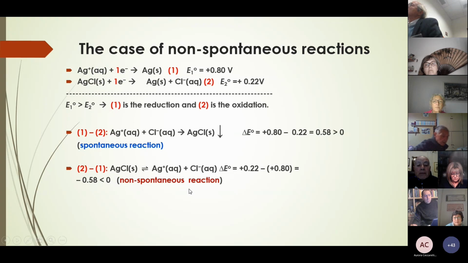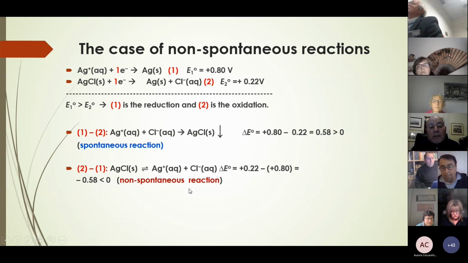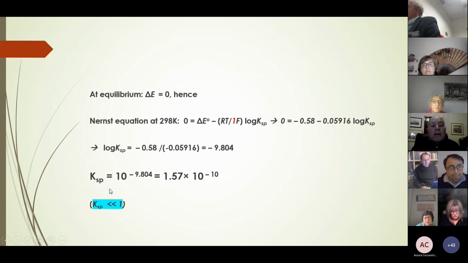For the opposite reaction, I have to take a negative sign for the standard potential difference, minus 0.58. So this marks the non-spontaneous reactions. This is a critical point students should pay attention to. And here are the calculations which lead to the solubility constant, a value which is much lower than 1.